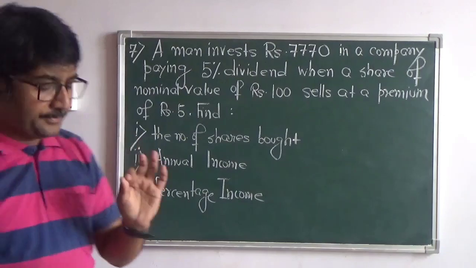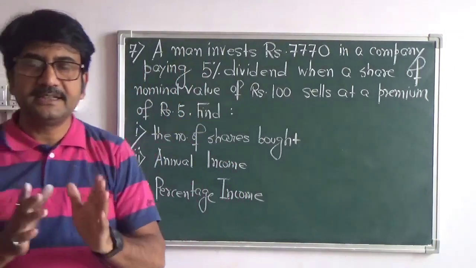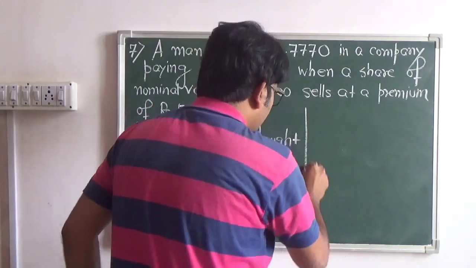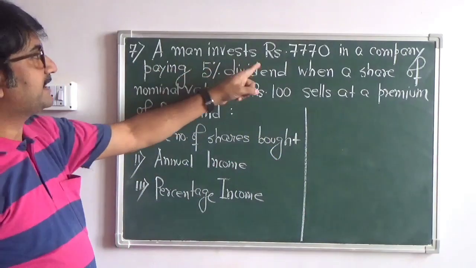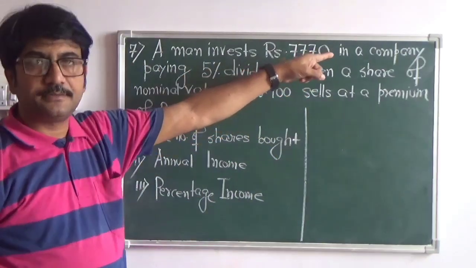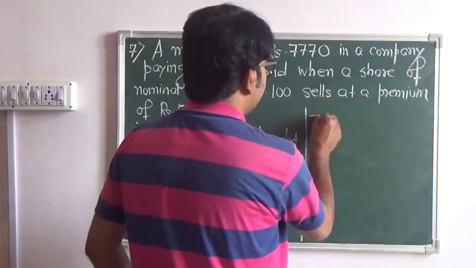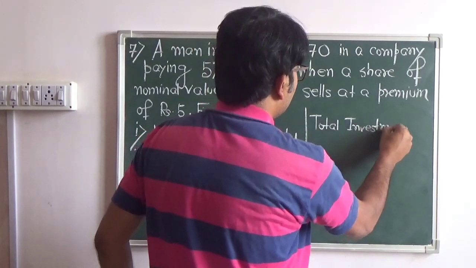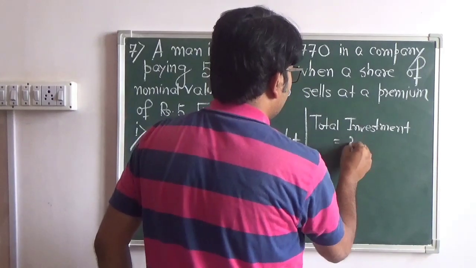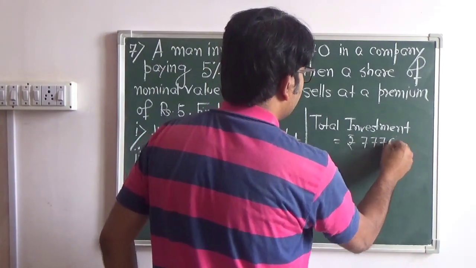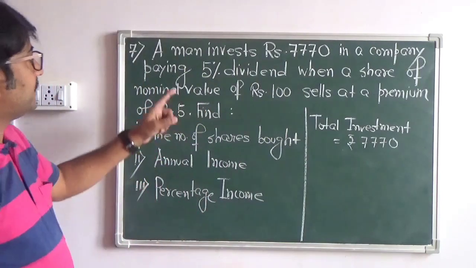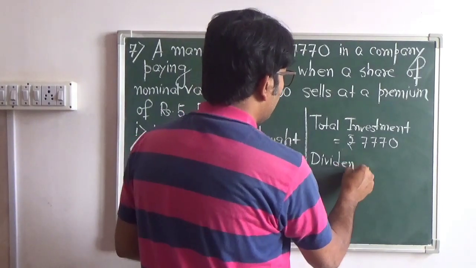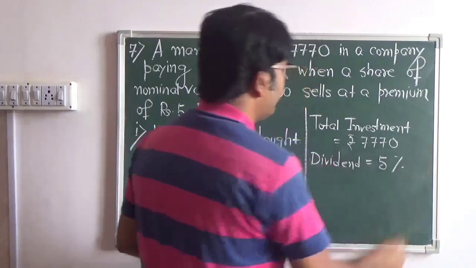After going through the question, first let us find out what information is available. A man invests rupees 7770, that is, the total investment is given. Then, paying 5% dividend, so the dividend is equal to 5%.